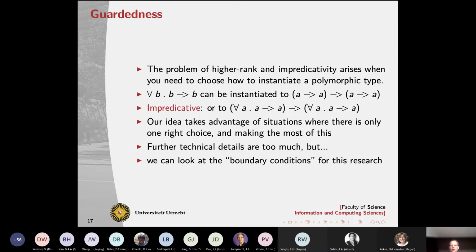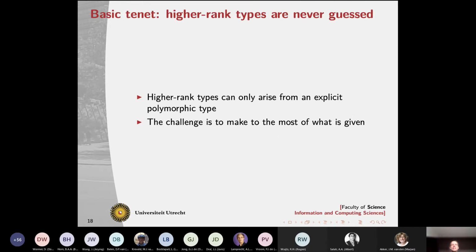Now, technical details are way beyond what I can discuss right now, but what we can look at are the boundary conditions for this kind of research. So what do we take into account while we are doing this basically technical research? Well, there's a basic tenet, and this actually helps us: higher rank types are never guessed. Whenever a variable has a higher rank type, it can only be because the programmer in one way or another communicated this to us. And the challenge is just to make the most of what is given.